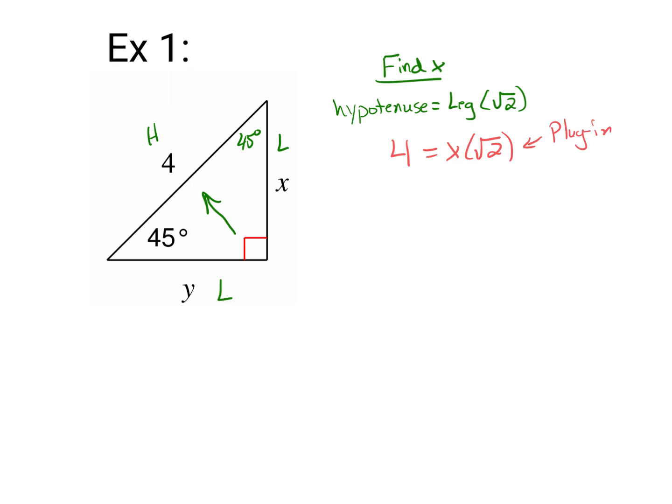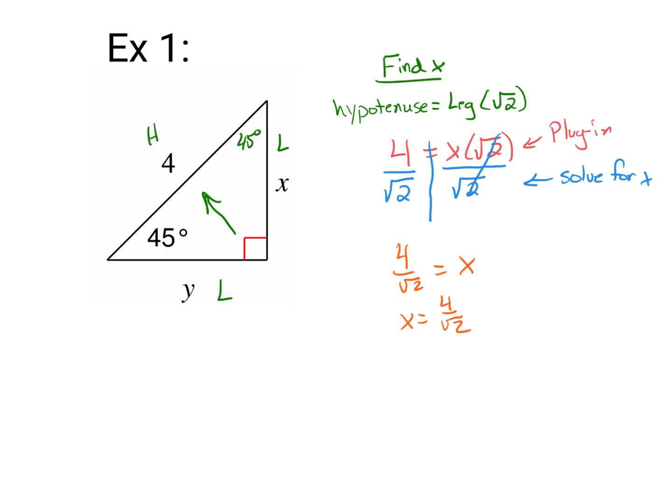Okay. Next step is we need to solve for x. So basically, I need to get x by itself. So right now, it's x times the square root of 2. So I'm going to divide by that square root of 2, do the opposite. So it's going to be 4 divided by the square root of 2. Okay, so that next step is we solve for x. And what we end up getting is 4 over square root of 2 equals x. Now I'm going to switch it around. X equals 4 over square root of 2.